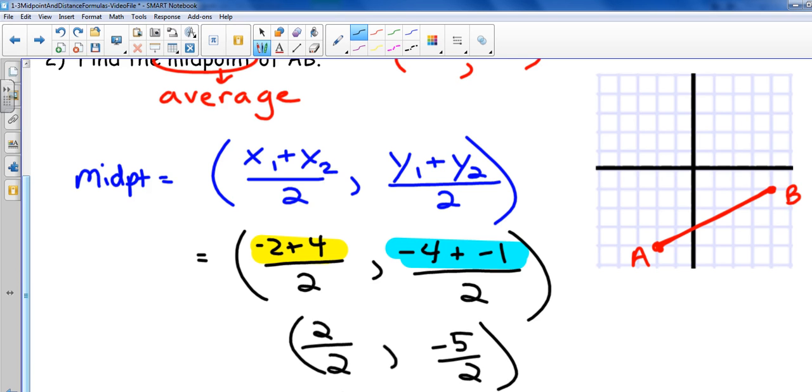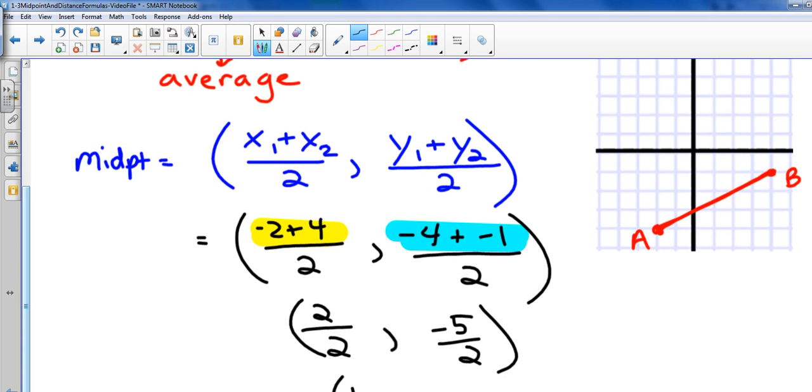Your answer is okay just like that. If you prefer to put -2.5, you can go ahead and give the decimal. I'm going to leave my answer in fraction form, (1, -5/2), and that would be my midpoint.